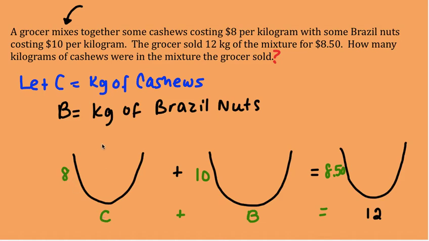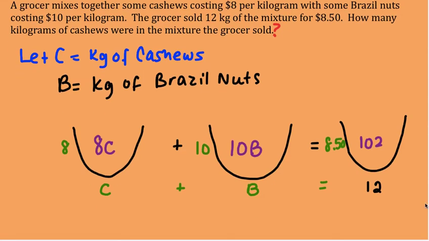So 8 times C, I multiply and I put it in my bowl. And then 10 times B, I multiply it and I put it in my bowl. I mix it in my bowl. And then 8.50 times 12, I put it in my bowl, which is 102. So there are my two equations.